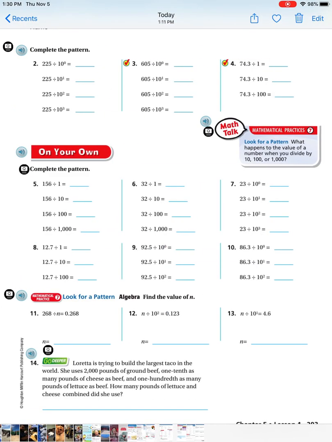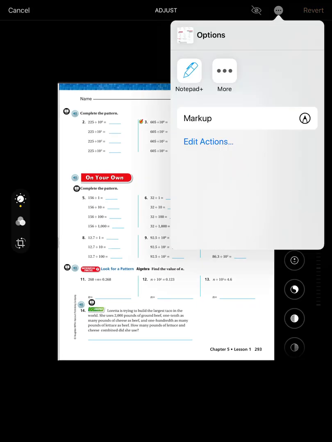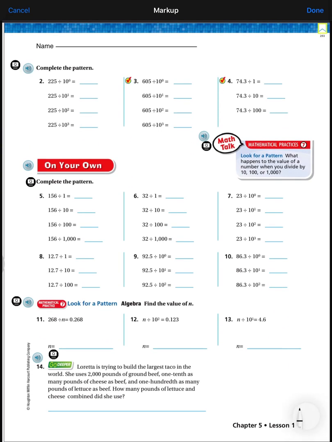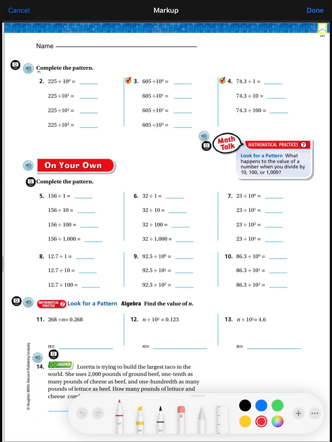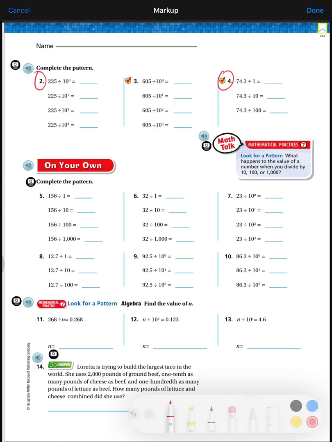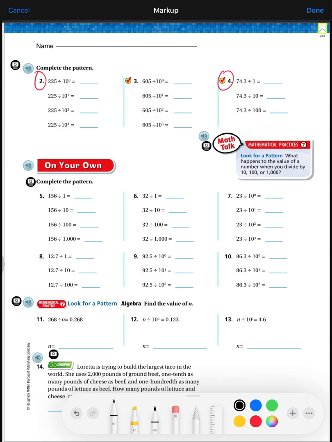Go ahead and turn to page 293 now. 293 looks like this. We're going to do a few more of these together, and then I'm going to go ahead and assign your homework problems, and then you're going to go back to our sites page and fill in your homework problem answers, okay? So, again, this is page 293 at the top where it says complete the pattern. I want to look at number 2 and 4, okay?